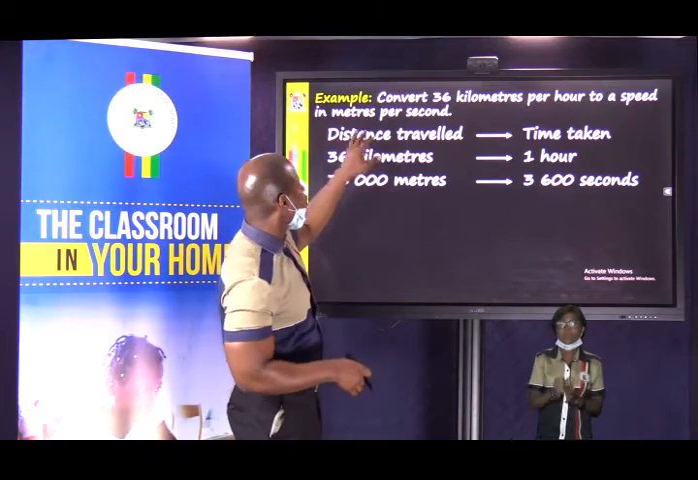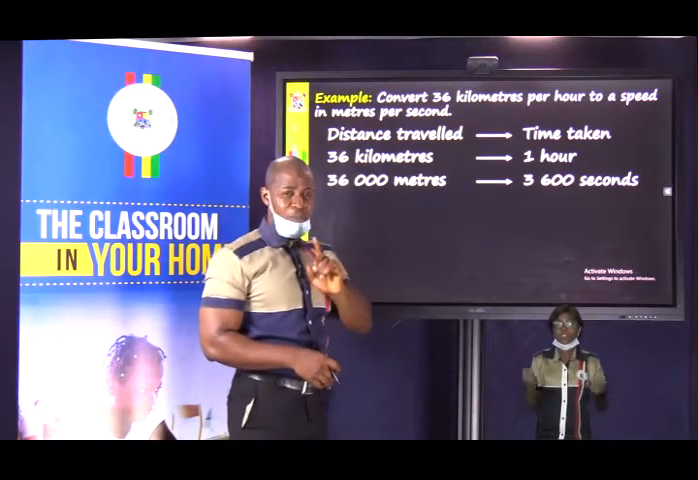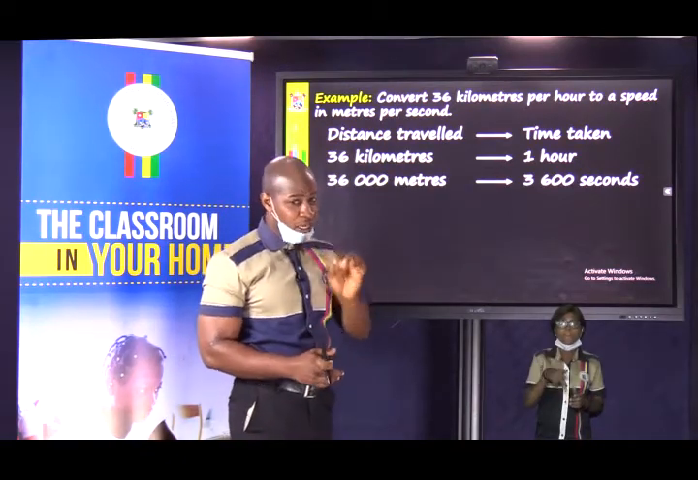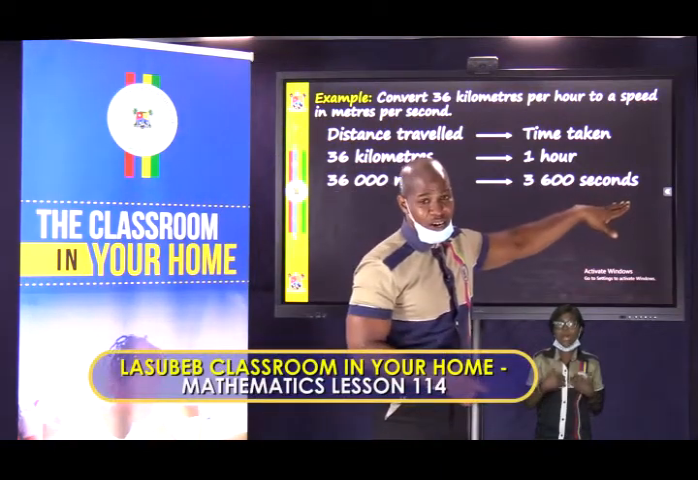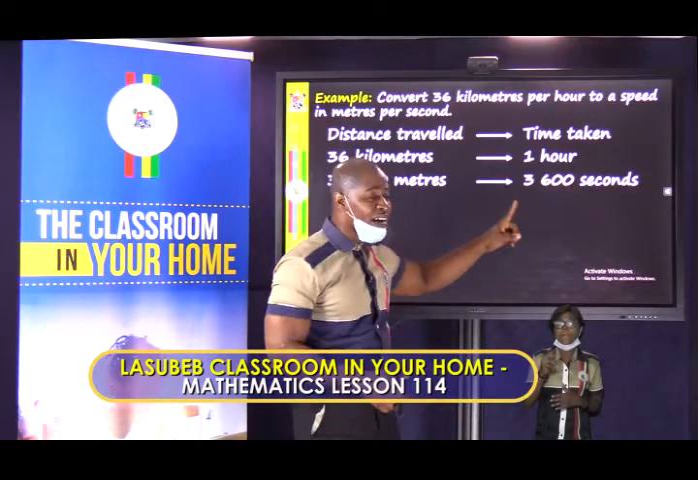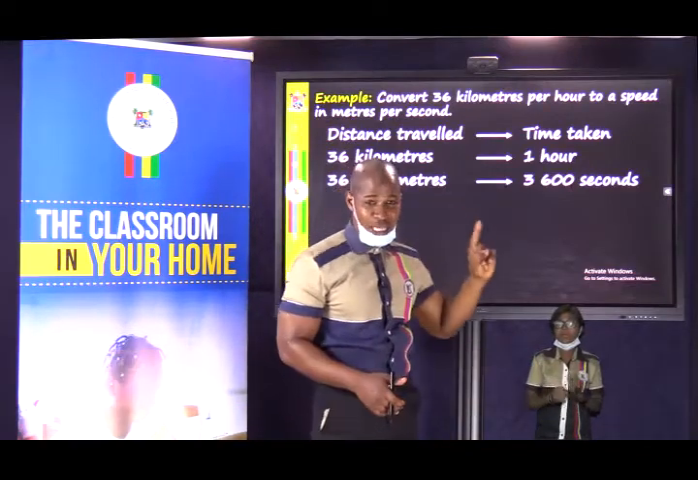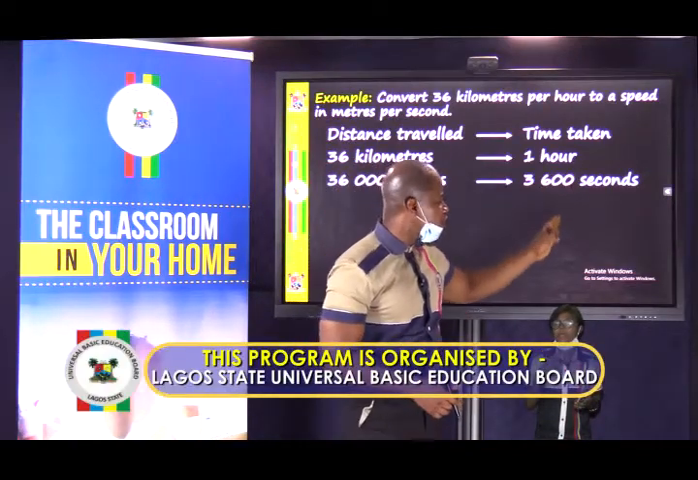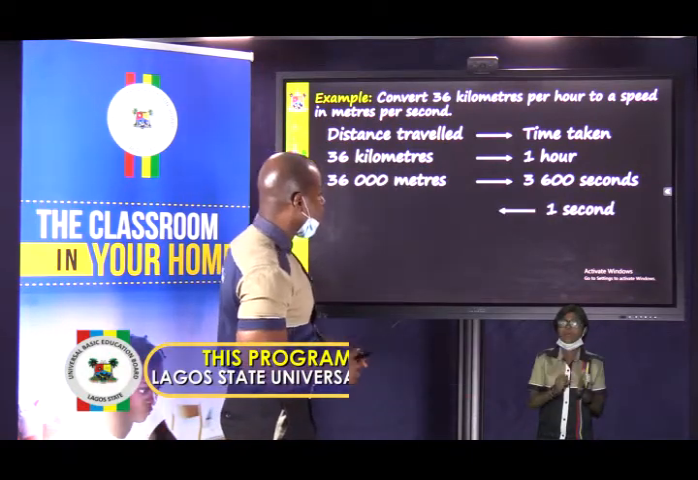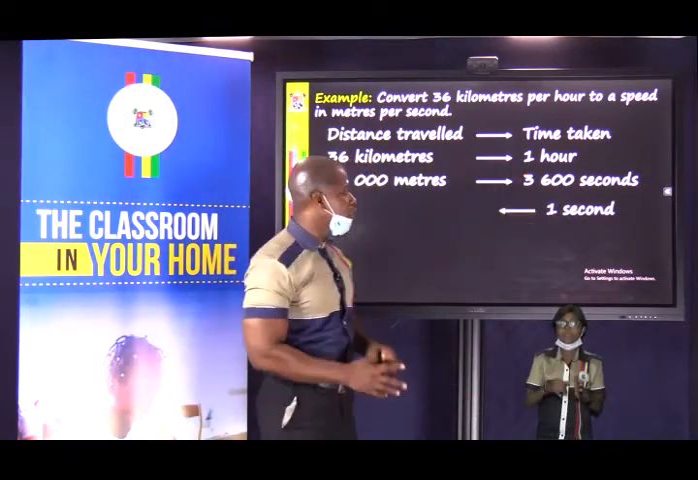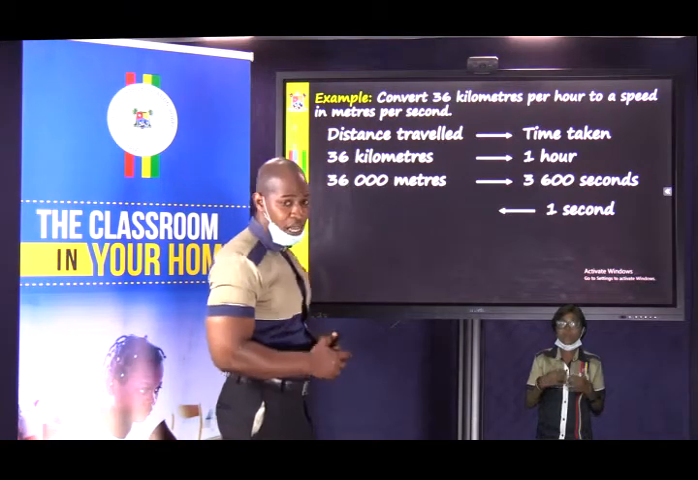Now we want to change to meters per second. And per second means 1 second. We already have meters here. And we already have seconds here. Our job is now to find how many meters for 1 second. So we have to bring this down to 1 second. Now, if we reduce this to 1 second, we have to reduce this likewise.